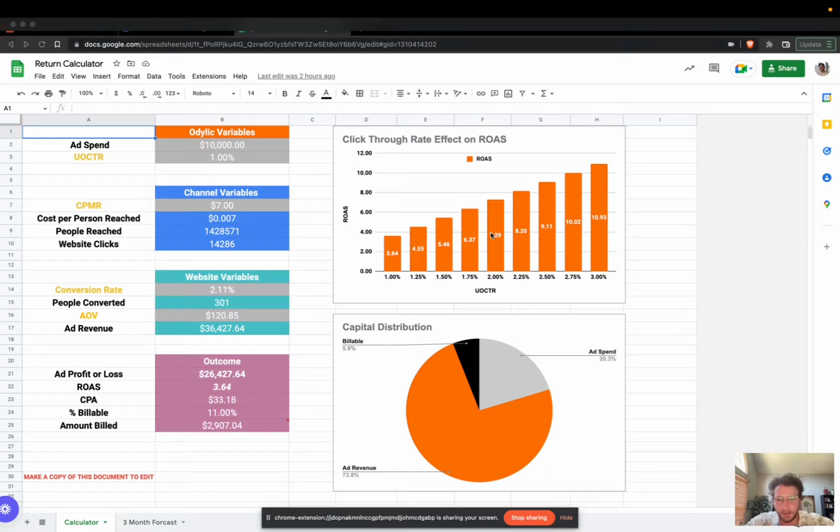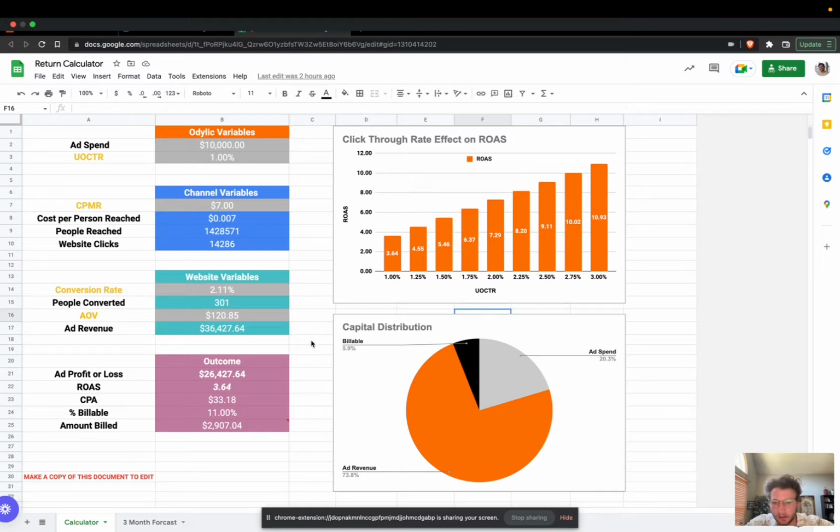So this is the return calculator, and this is the singular most important calculator when it comes to ads. This is a really easy way to estimate and understand where your bottlenecks lie when it comes to advertising, or when you're just trying to see if advertising even makes sense, or what your profitability can be, or even forecasting. And this is all yours to use, but I'll explain how this works and why it's so important.